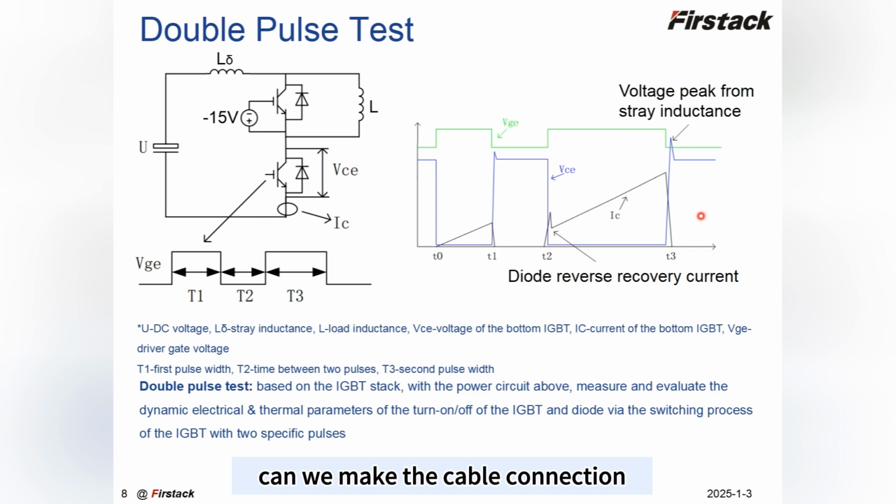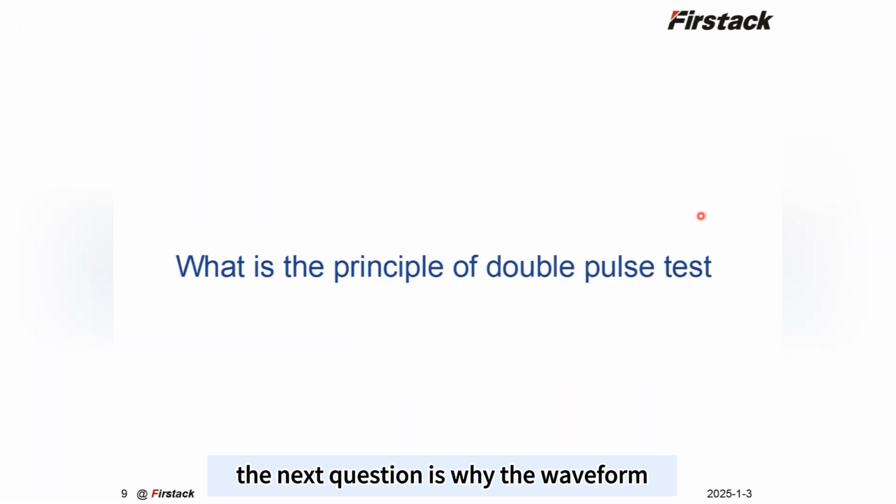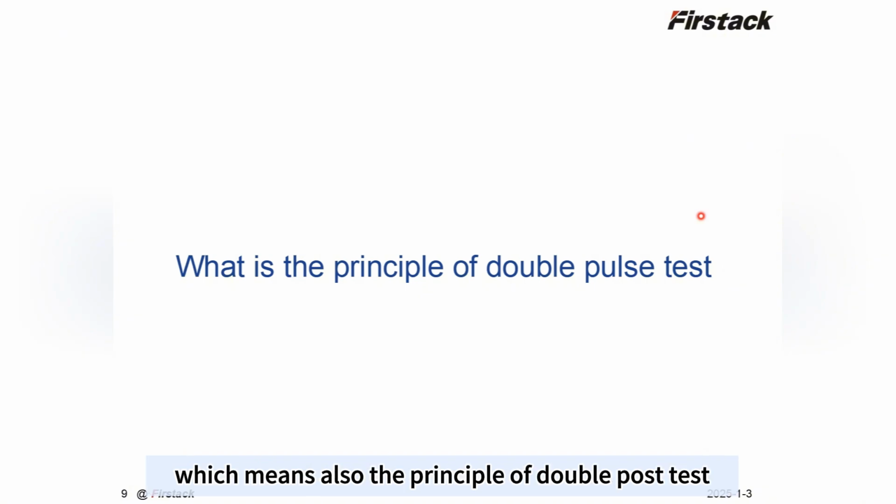So now we know generally how the DPT tester can be built and how we can make the cable connection. The next question is why the waveform is produced like that, why it looks this way. Then we need to go to the next chapter, where I will explain the complete DPT test process, which means also the principle of the double pulse test.